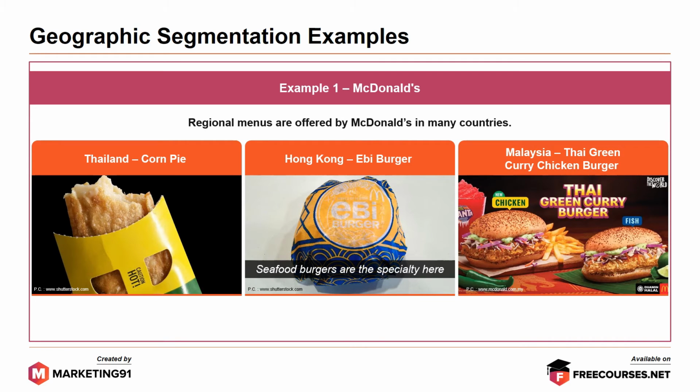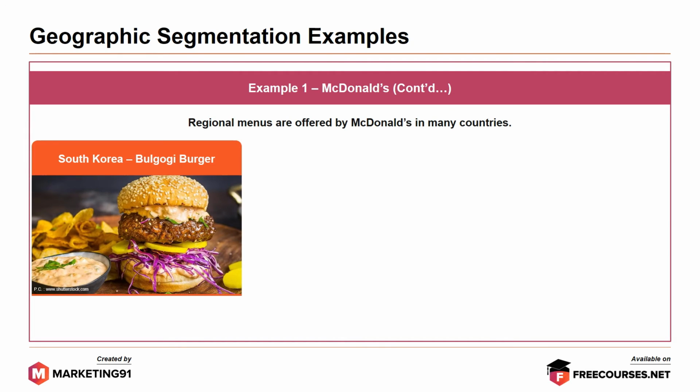Next, Malaysia. Thai green curry chicken burger. These are oblong bun chicken burgers cooked in Thai green curry served with vegetable slaw. Next, South Korea's bulgogi burger. The pork burger here is a specialty. The bulgogi burger has a pork patty dipped in bulgogi sauce served with lettuce and mayonnaise.